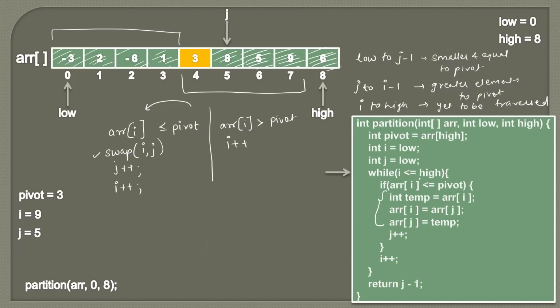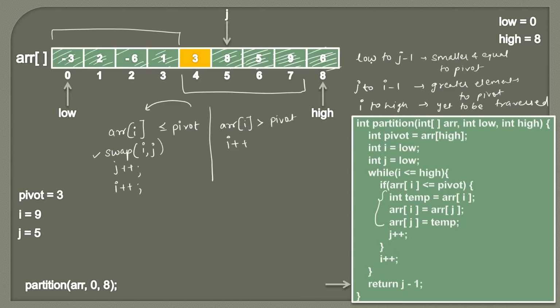So this condition comes out to be false because the value of high is 8 and i is 9. So i is actually greater than high, so this while loop will terminate. And here you can see that in quicksort partitioning, when we do this partitioning, at the end we need to return the index of the partition, that from which index the partition happened.